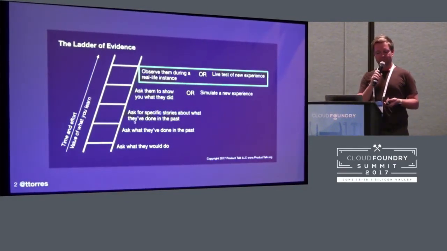So we think about the ladder of evidence quite often when we get in front of end users. Are we asking questions that give us the maximum learnings? Are we asking those questions in the right way?